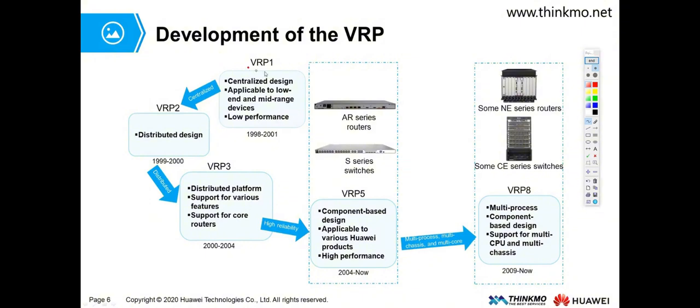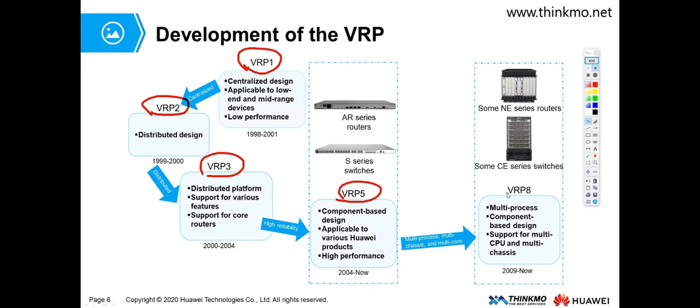Initially, we had VRP1, which was only used for low-end and mid-range devices. Later, with VRP2, there were improvements. It became distributed rather than centralized, but it was still not very advanced. It wasn't until VRP3 that it began to support various functions and core devices, core routers. By the time we reached VRP5, many systems, such as our AR series and S series, are actually based on the VRP5 system. Its performance is higher, and it is basically suitable for various Huawei products.